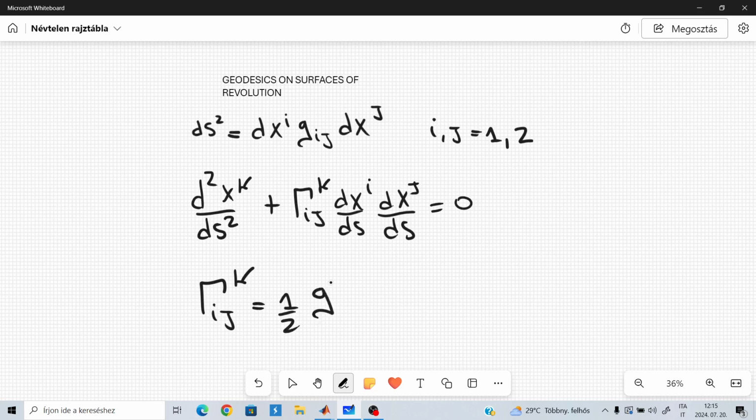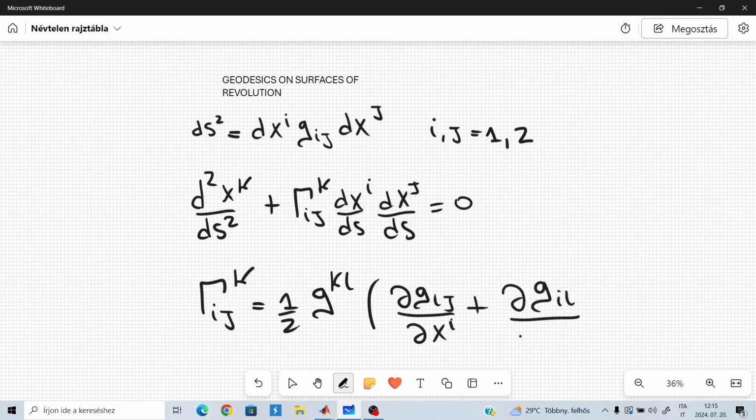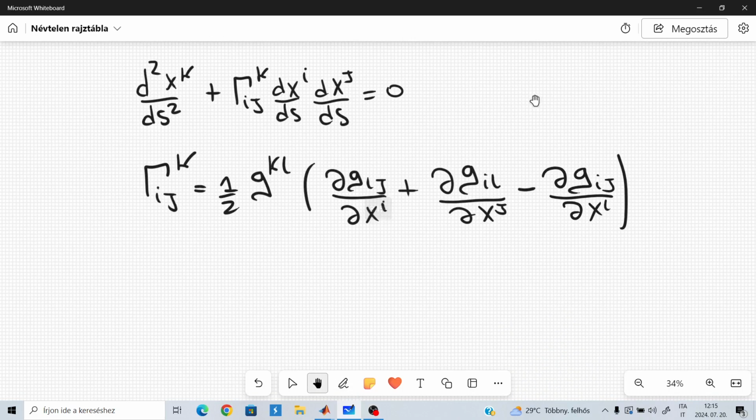Then we have the inverse metric tensor g^kl, times dg_lj with respect to x^i, plus dg_il with respect to x^j, minus dg_ij with respect to x^l. Now, a surface of rotation can be written in the following form.